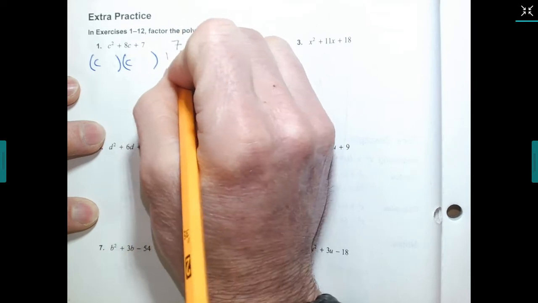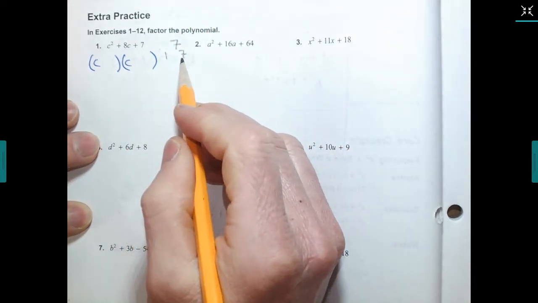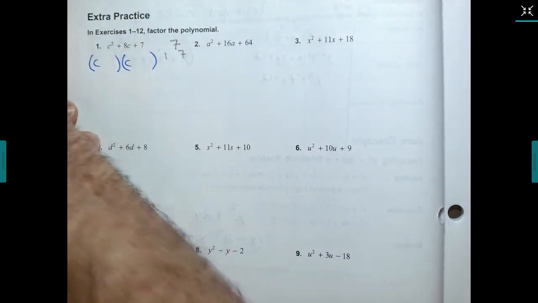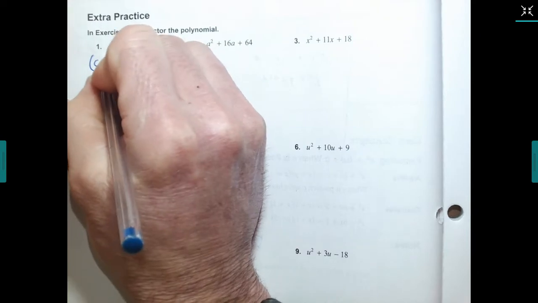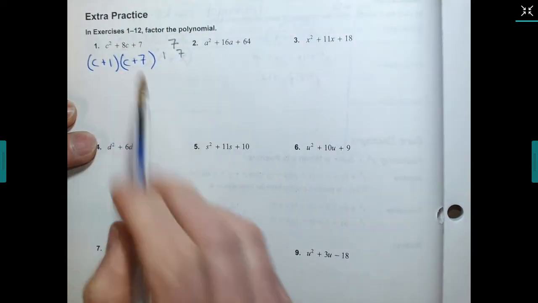I have 1 times 7, 2 times, 3 times, that's it. That's my only factors, 1 and 7. Now 1 plus 7 equals 8. Positive 1, positive 7 equals 8. There are my factors.